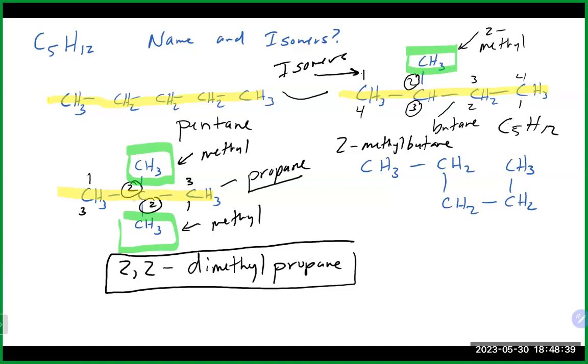We count up our carbons and hydrogens here. That is 5 carbons and 12 hydrogens. That means that this guy would be an isomer as well, so those 3 are isomers of each other. We have different names, we have different connectivity, but we still have the same number of each of those.